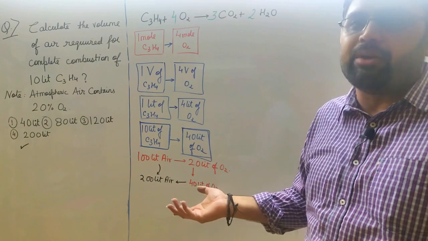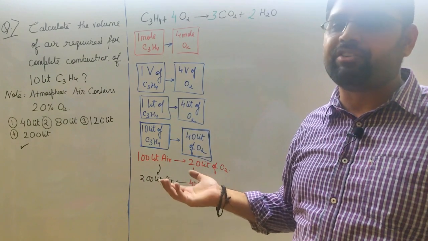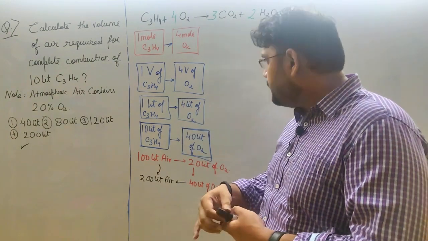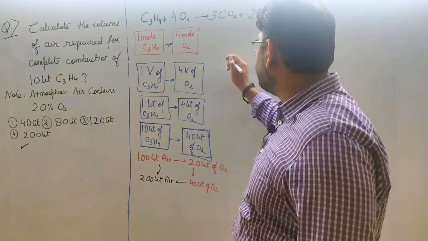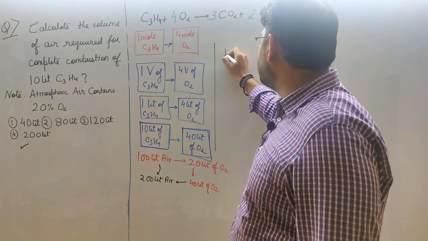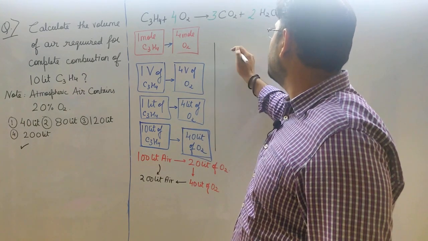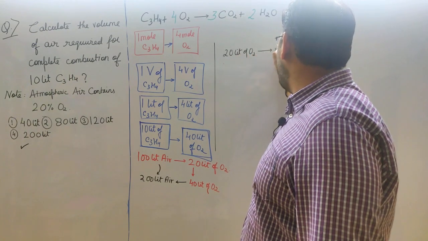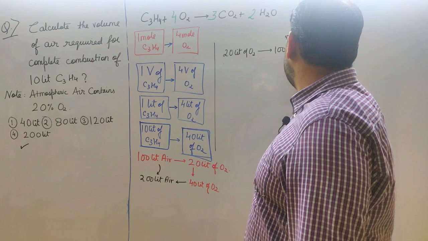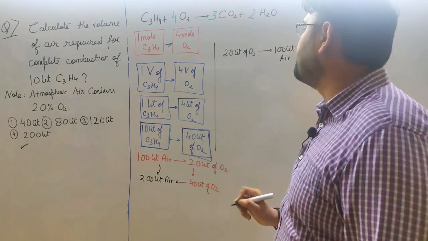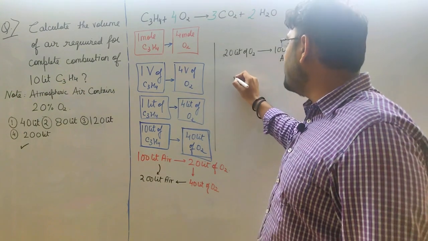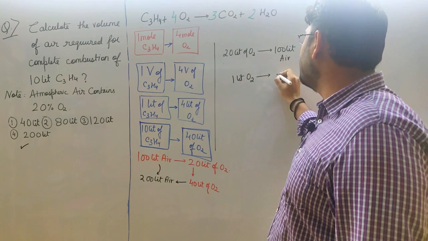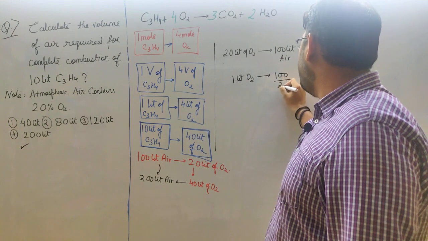Suppose we are given a random number like 17 liters of oxygen or 56 liters of oxygen. How to find that? Let's first calculate for this mathematically. Again we'll take this relation that for 20 liters of oxygen, we require 100 liters of air. So if we require 1 liter of oxygen, we need to take 100 by 20.